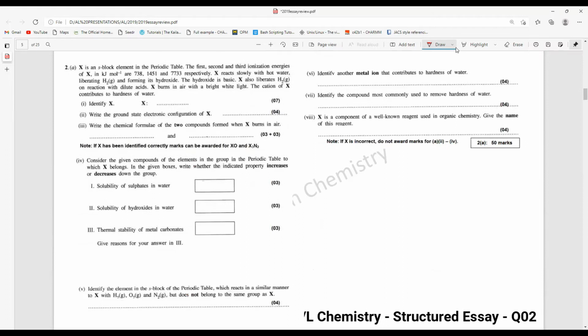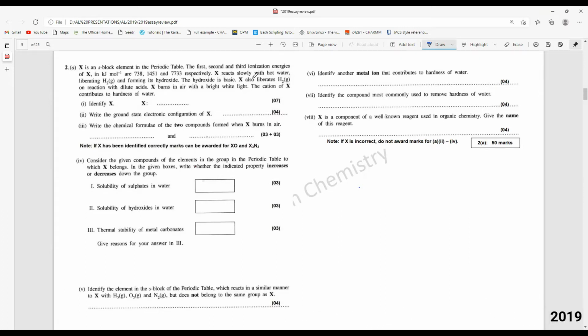Let's move on to question number 2 very quickly. So X is an s-block element. So, the periodic table, and the first, second, third ionization energies are given. When you check the ionization energy, 738, 1451 and 7733. This clearly indicates that there is a huge difference from the second one to the third one. So most probably this element should belong to group 2.